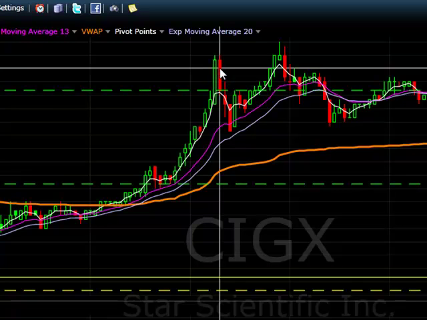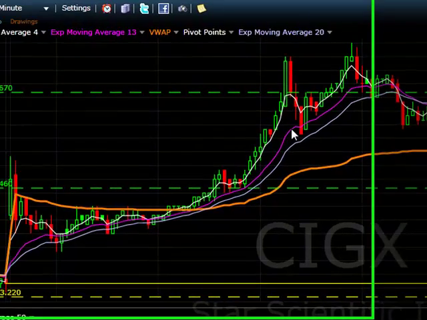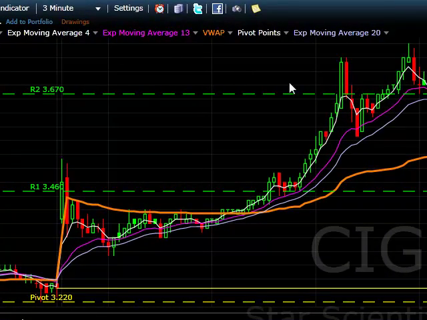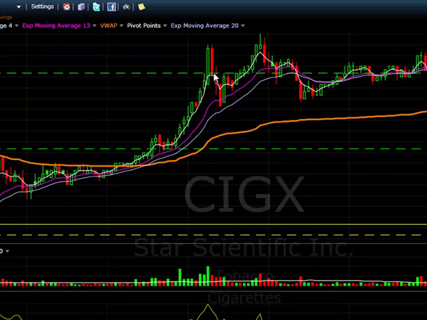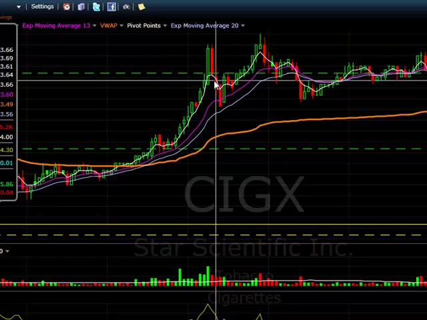So now you're in this candle. You're still okay, right? You're above everything. You're above R2. But now you're testing R2 again. You're like, maybe R2 isn't going to hold anymore. But let's see if R2 now creates support. Now we're in this candle.